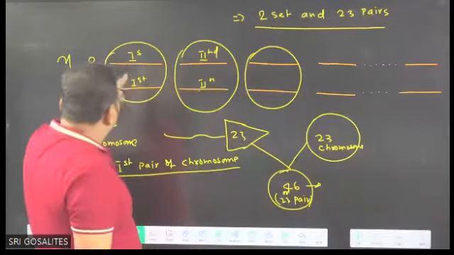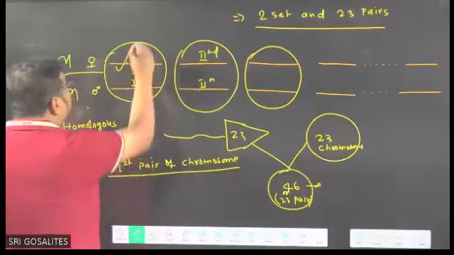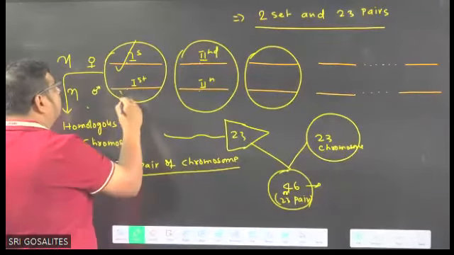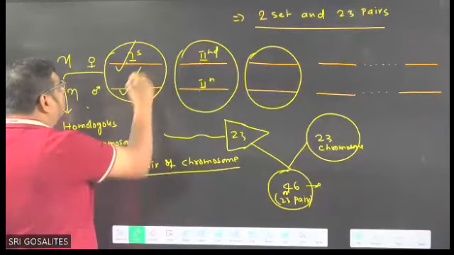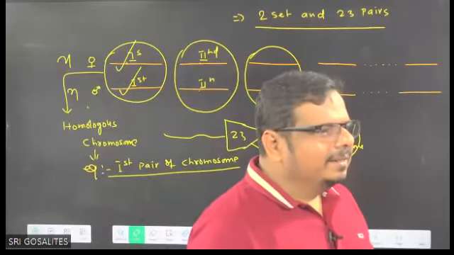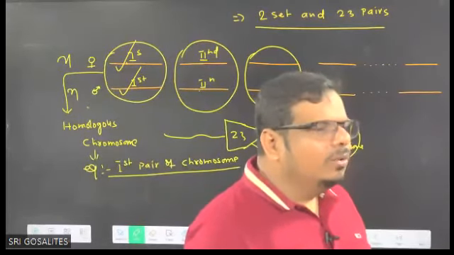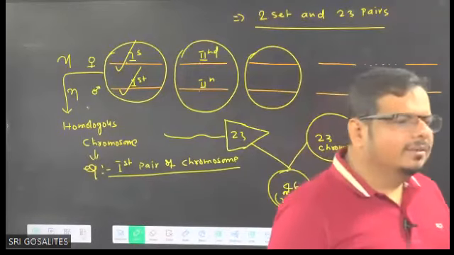This is the first pair of chromosomes. It is the first chromosome from the mother's side and the first chromosome from the father's side. It is called the first pair of chromosomes. Isn't it? Now you can ask, sir, which is the first, second, third, fourth chromosome?